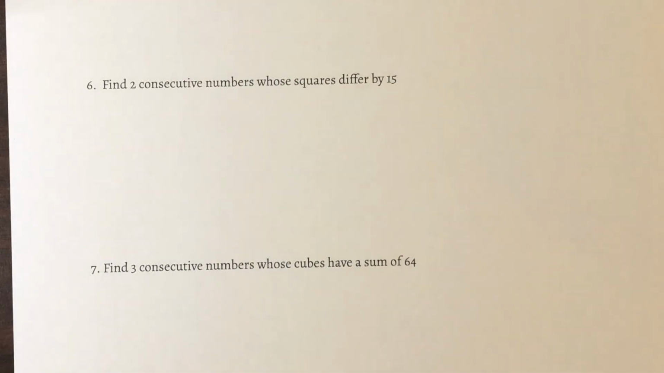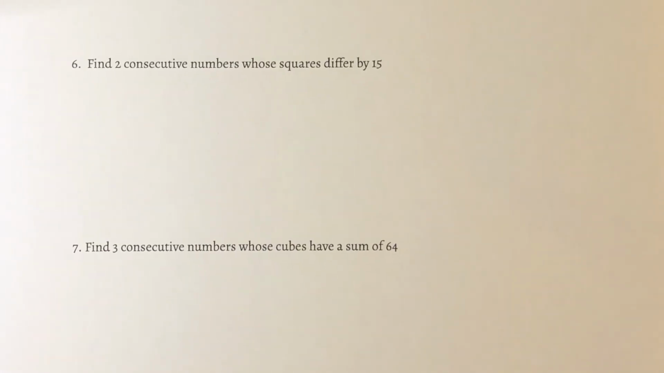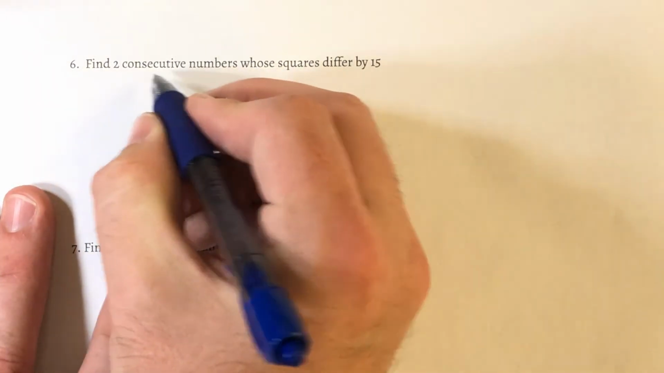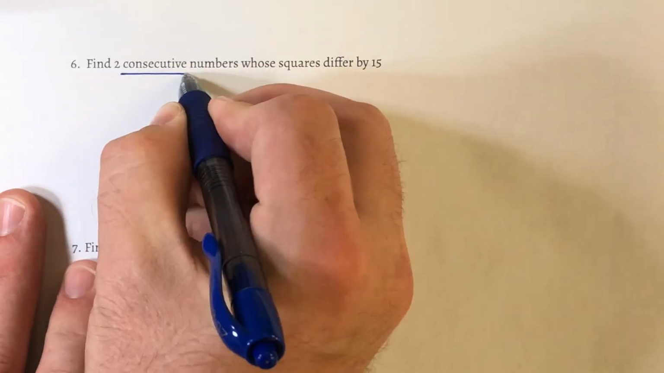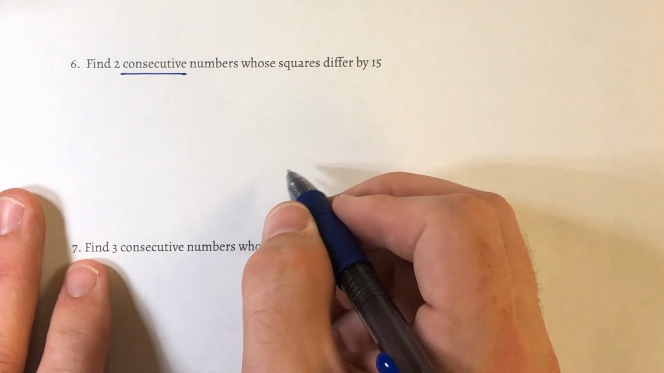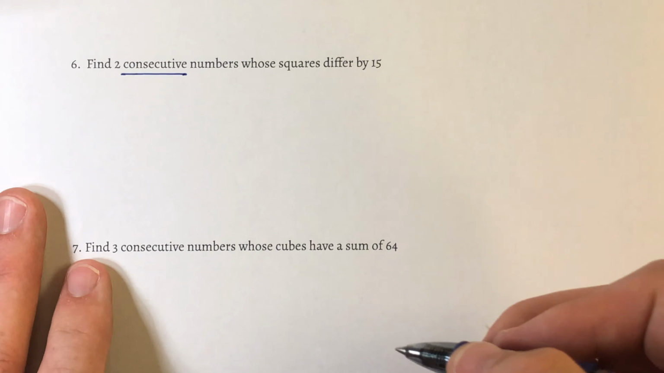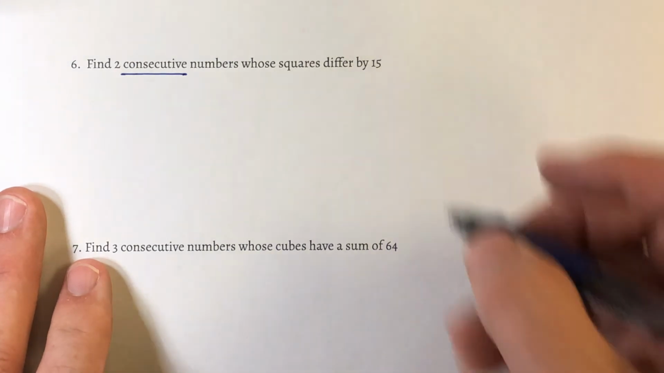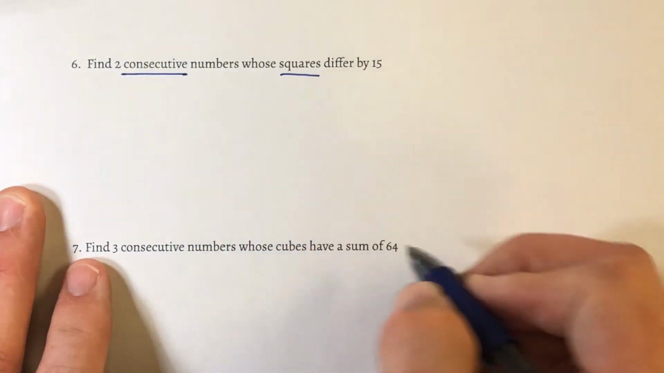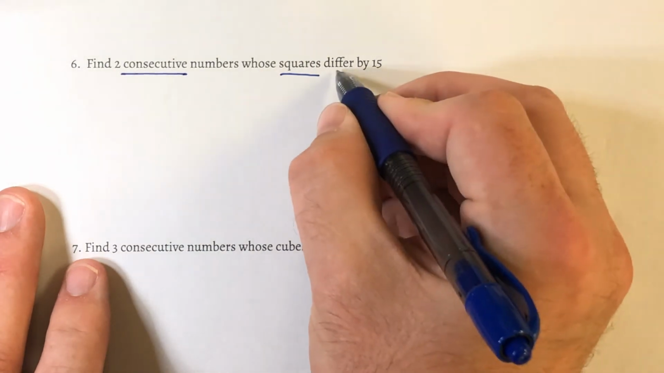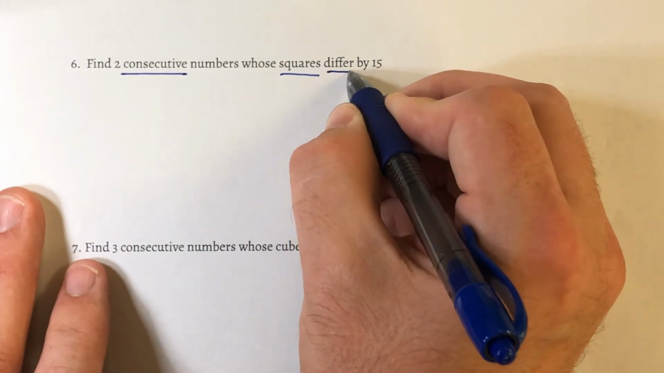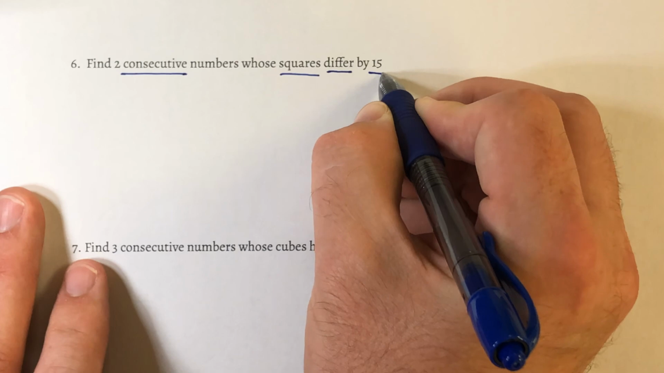Our example 6. We're going to find 2 consecutive numbers whose squares differ by 15. Now, there's an actual nice little method to do this. So first, let's go over what this means. 2 consecutive numbers. That means one number right after the other, like 1 and 2, or 4 and 5, or 7 and 8, or 9 and 10. We want to take their squares, and their difference is going to be 15.